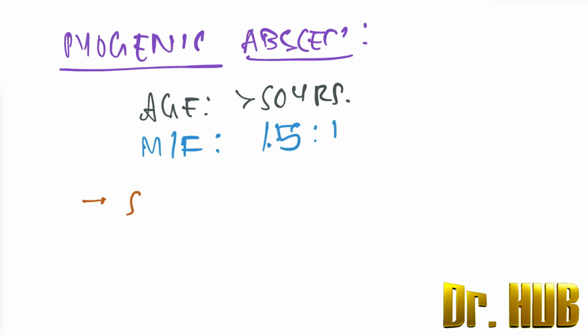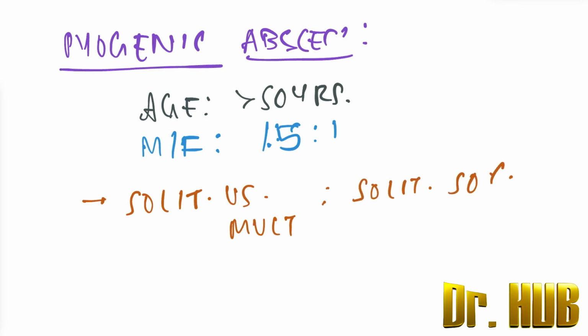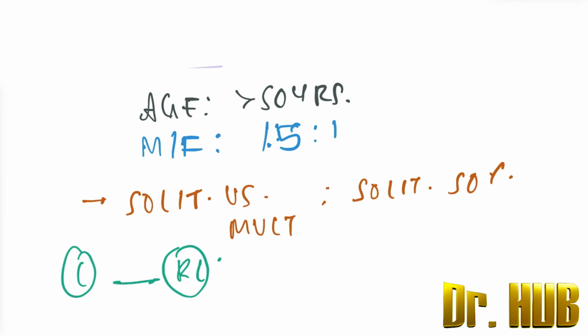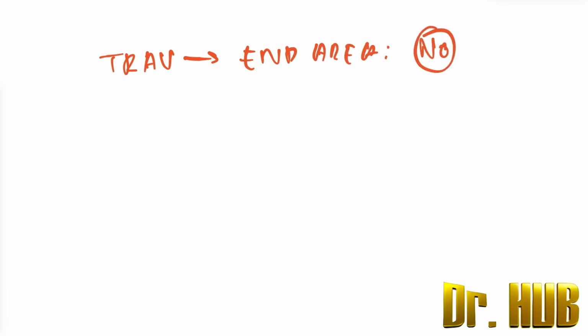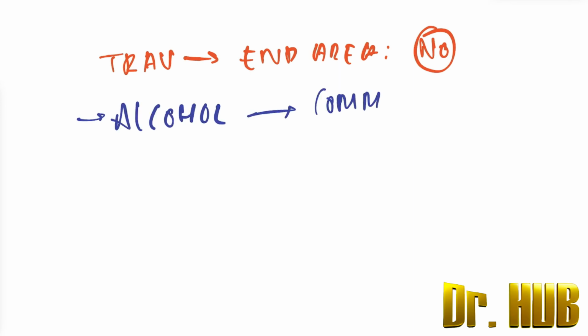Next is to check if it is solitary versus multiple. The answer here is that it is solitary about 50%. Next, what about the location? It is present mainly in the right lobe. And what about travel to the endemic area? The answer here is no. Then comes the use of alcohol, which is very common in terms of the pyogenic abscess.